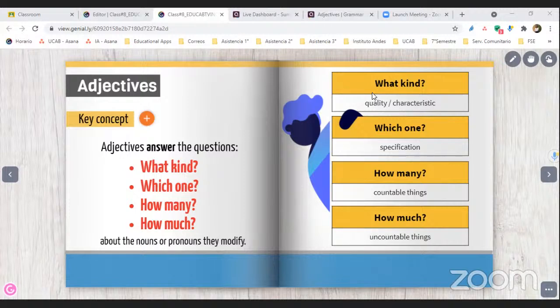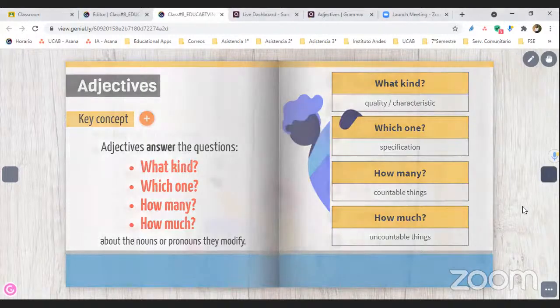So when you have countable things, the adjective answers the question how many. And when you have uncountable things, the adjective answers the question how much.